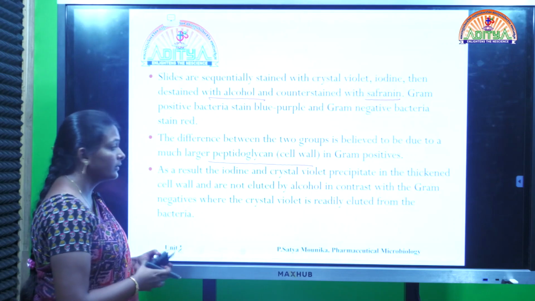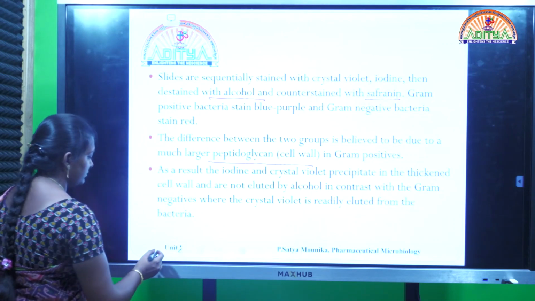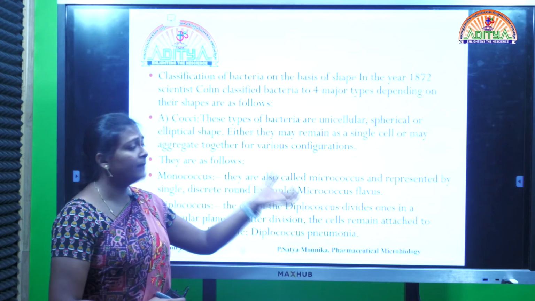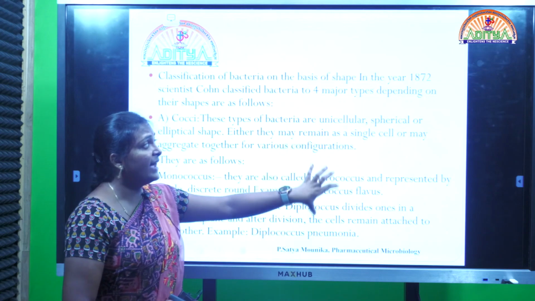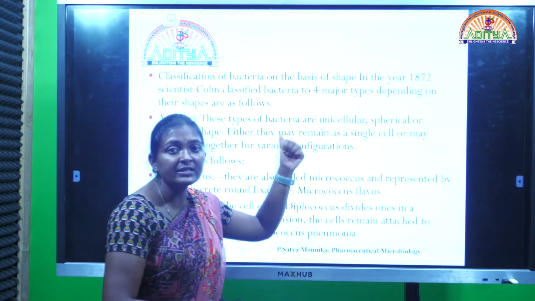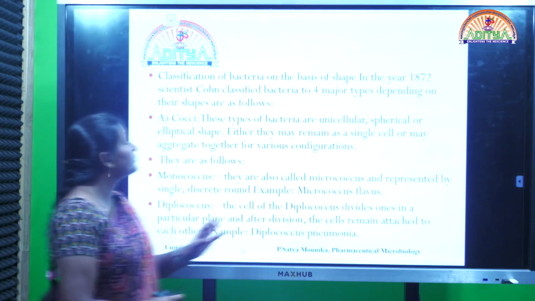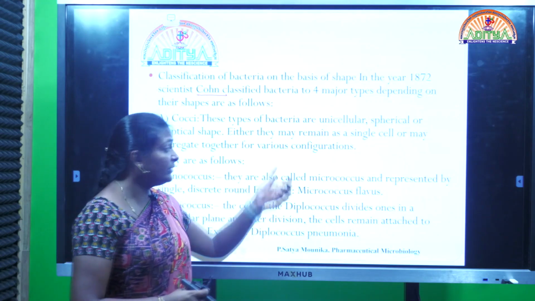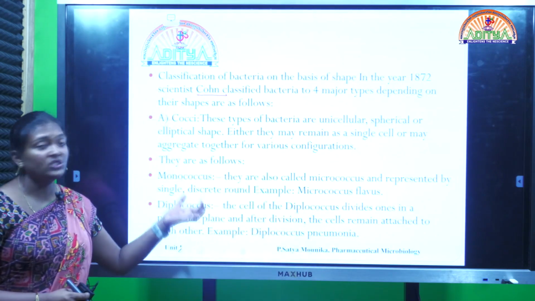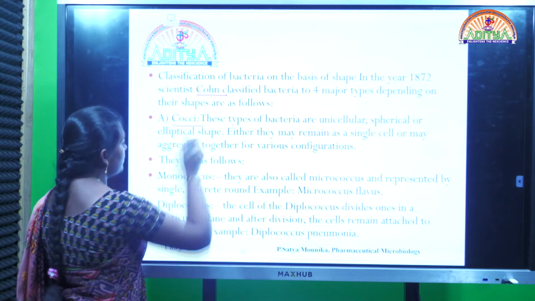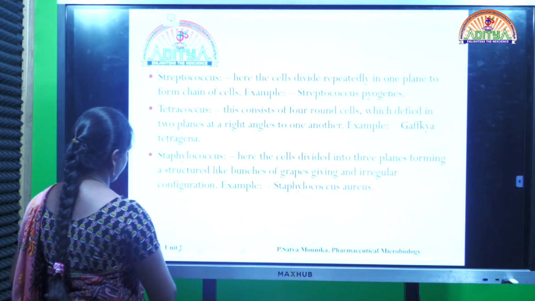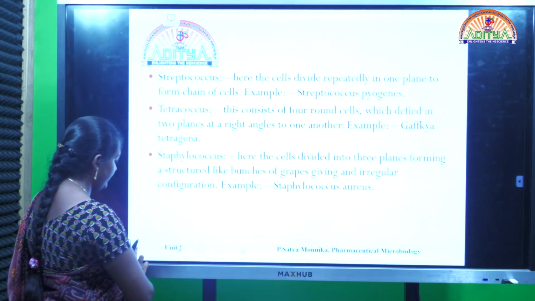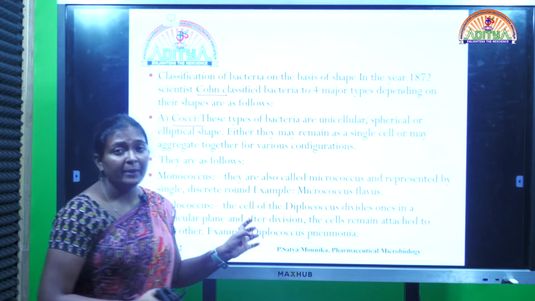Now coming to the next one. Here we are going to classify the bacteria based upon the shape, and this was first classified in the year 1872 by the scientist known as Kohn. He classified the bacteria into 4 major types based upon the shapes. The first type is Cocci, the second one is Bacilli, then Vibrio and Spirilla. So these are the 4 main classes of bacteria based upon shape.